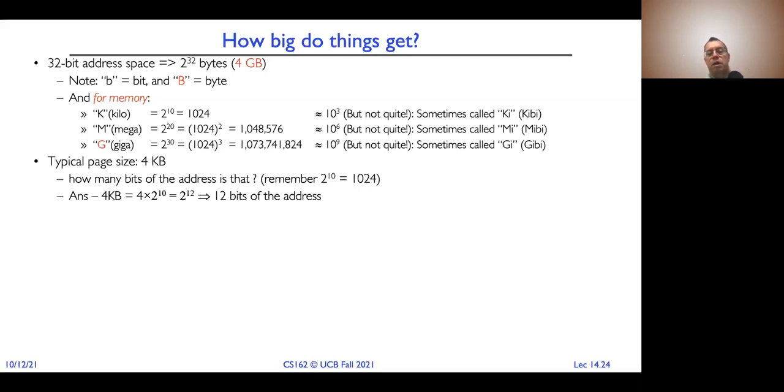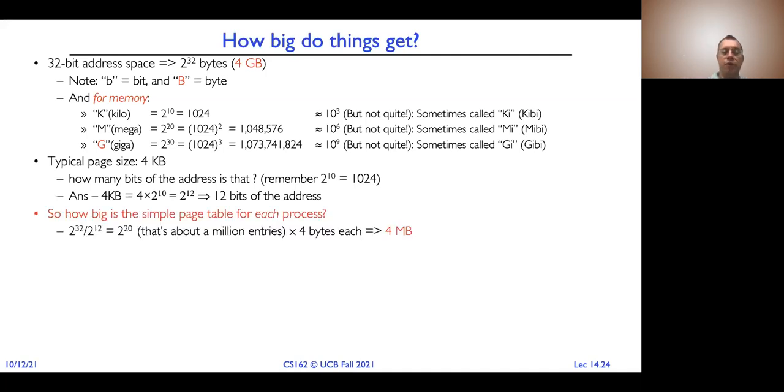Sorry, we need 12. If the page is 4 kilobytes, this means 2 to the power 12. So I need 12 bits to address any byte within a page. So the offset is 12 bits, and therefore the page number is 32 minus 12, which is 20 bits. So now the page table size can be as big as 4 megabytes.